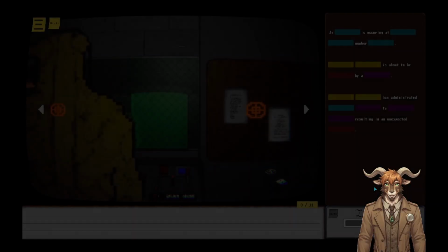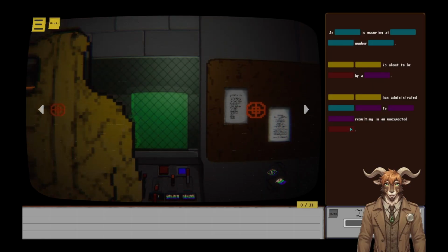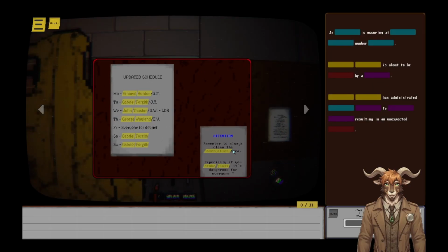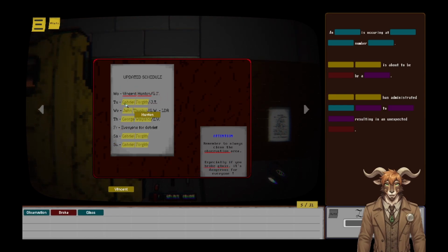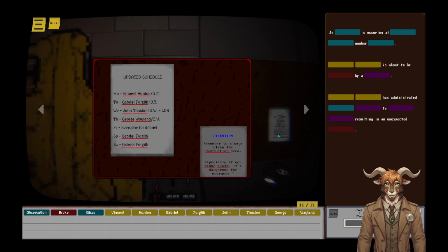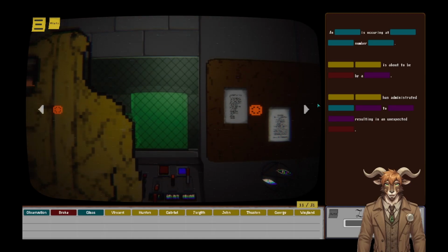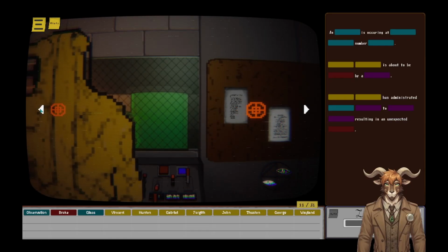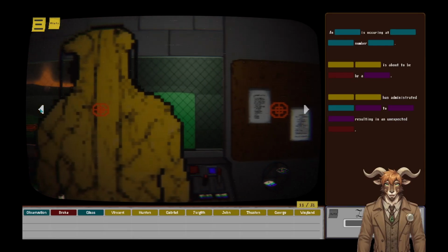Let's get to the next one. I like to think that there's aliens that are sick to fish or something like that. Alright, what's happening here? Remember to always clean the observation area, especially if you broke glass, it's dangerous for everyone. Whole bunch of names. I'm just gonna write those all down. I was just thinking that it's like War of the Worlds, right? You know, aliens allergic to water.